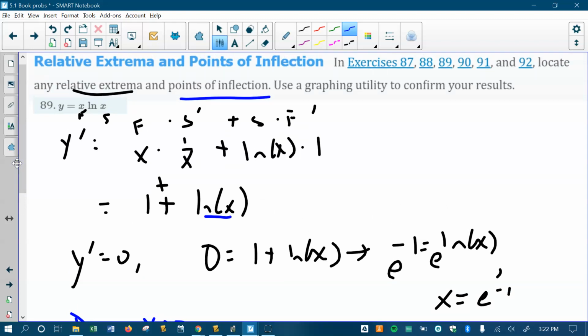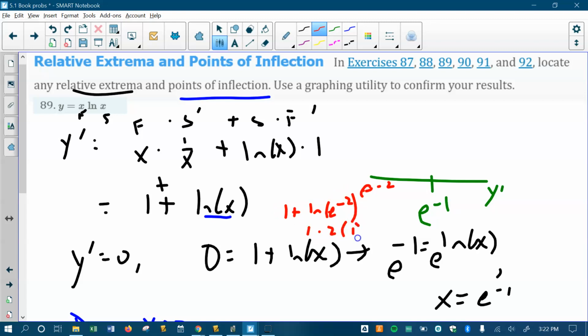Now we have to do a line test and see what's going on around e to the negative 1. This is y prime, and let's look at the left side. I could plug in a number like e to the negative 2. That would be 1 plus natural log of e to the negative 2, which is 1 minus 2 times 1, because the exponent drops in front and natural log of e is 1. I get a negative value.